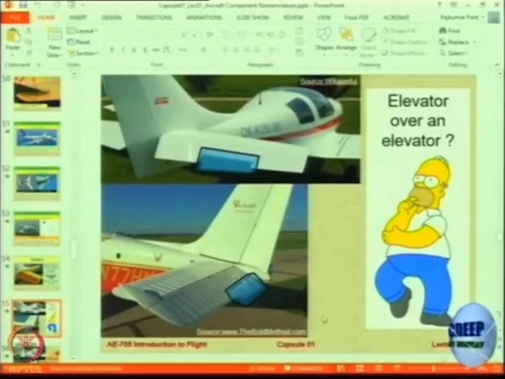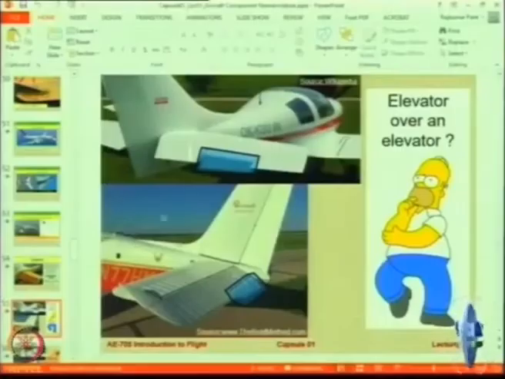Alright, so now the interesting thing is that here you have an elevator and you have a small deflecting surface over the elevator. So, what is this? A small elevator on the elevator. This is a trim tab. This is a tab which is a small deflecting surface but a fixed surface. So, you deflect it at some angle and lock it.